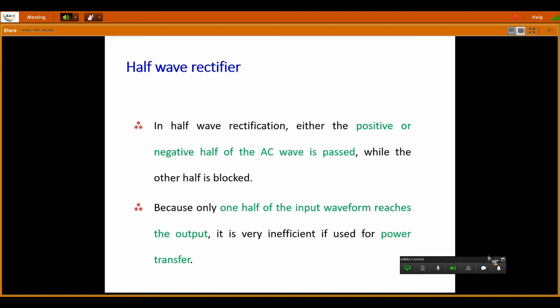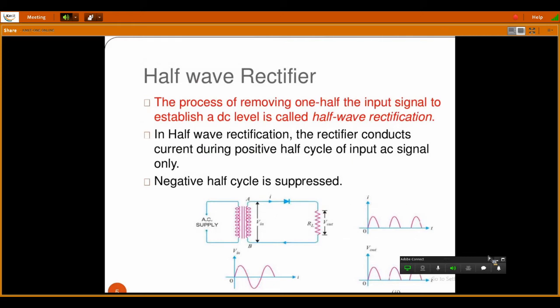Okay, see this slide, just see the circuit. This circuit looks typical to you because here we are using a step down transformer. Okay, all of you, see the circuit diagram.